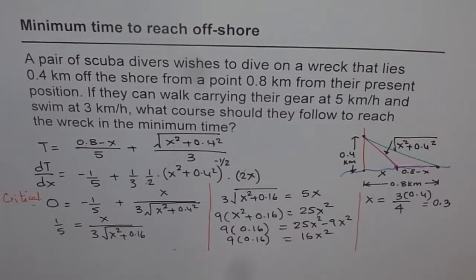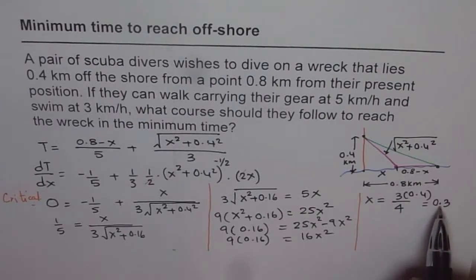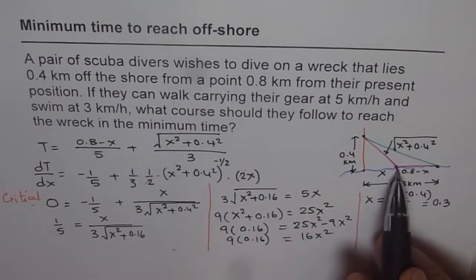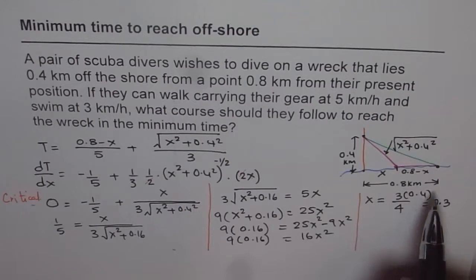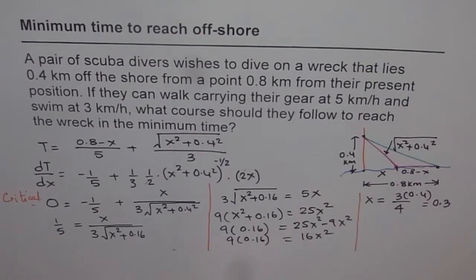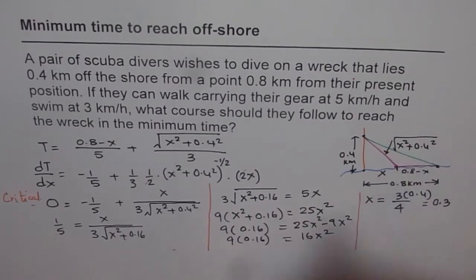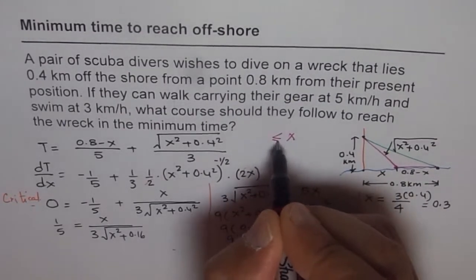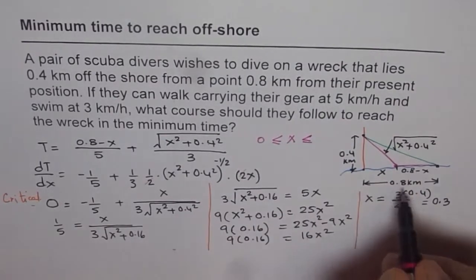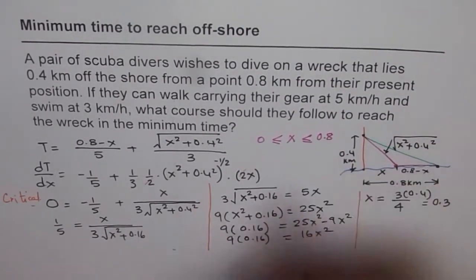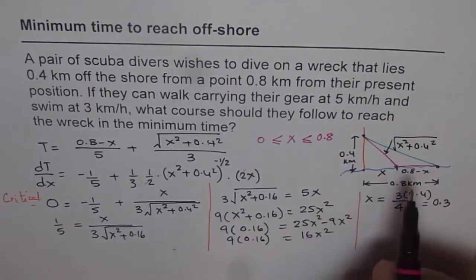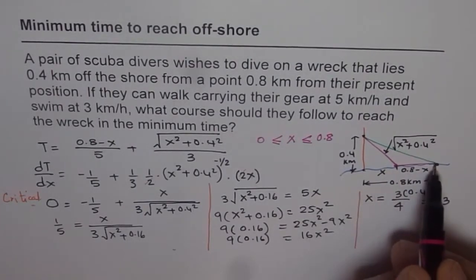Now you need to figure out whether at this point you get a maximum or minimum. That is one way of doing it. The other way of doing this is by taking the extreme values. Extreme values means that, as you can see from here, what could be the value of x? That is the boundary conditions. So x could be greater than or equal to 0 and less than or equal to 0.8. So these are the possible values for x.